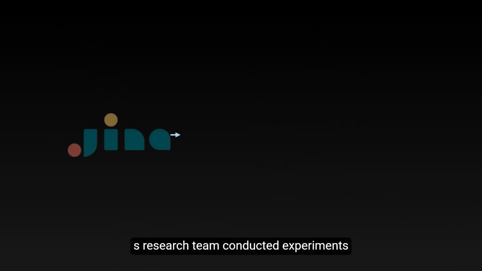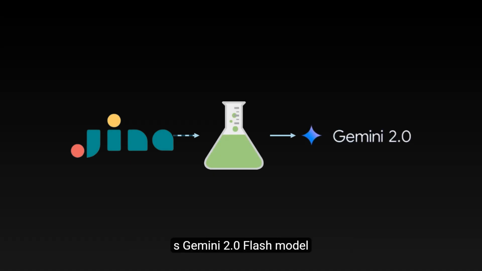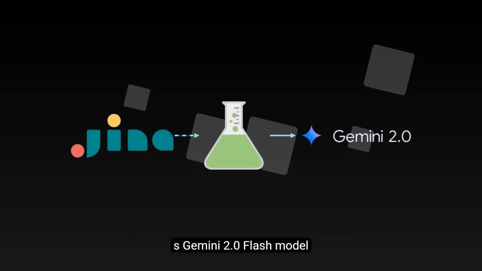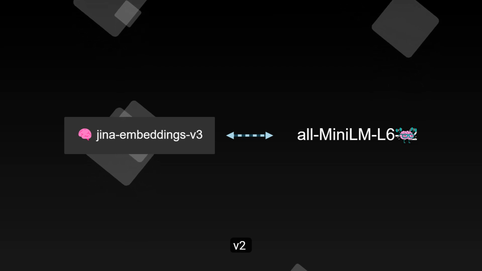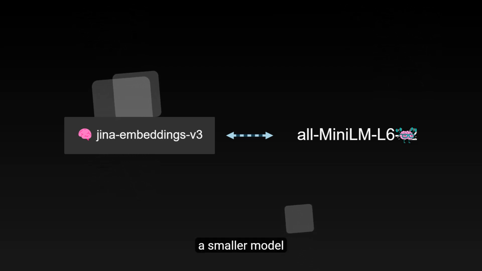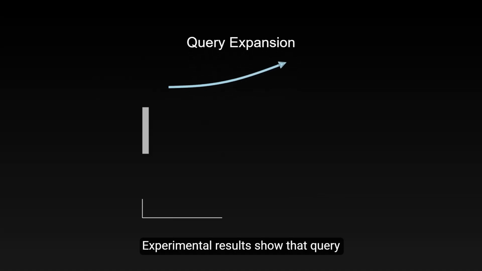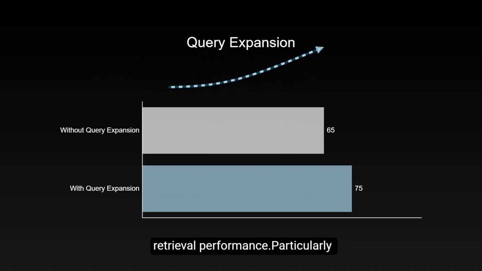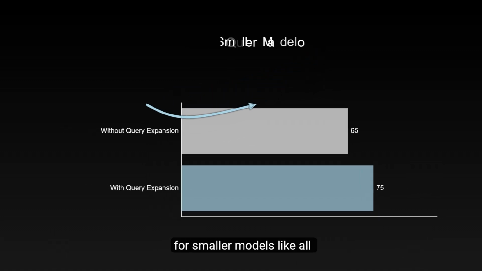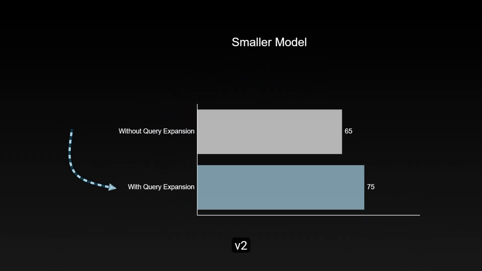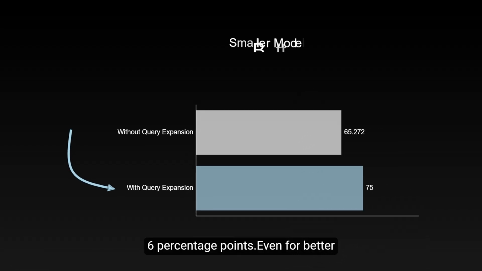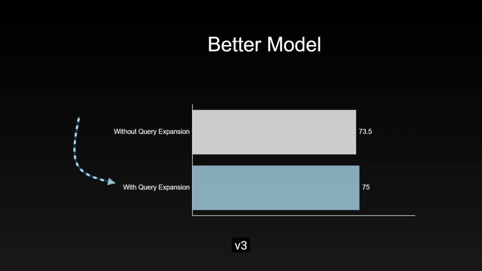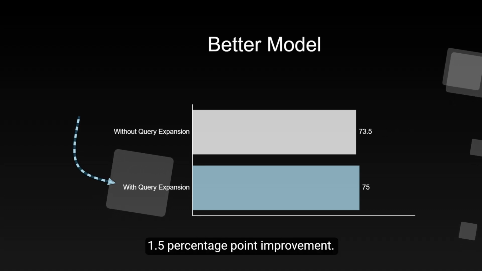Jina AI's research team conducted experiments using Google's Gemini 2.0 Flash model, testing two embedding models, Jina embeddings V3 and all-MiniLM-L6-v2, a smaller model. Experimental results show that query expansion can indeed improve retrieval performance, particularly for smaller models like all-MiniLM-L6-v2. The average improvement can reach 5 to 6 percentage points. Even for better performing Jina embeddings V3, it can achieve a 1 to 1.5 percentage point improvement.